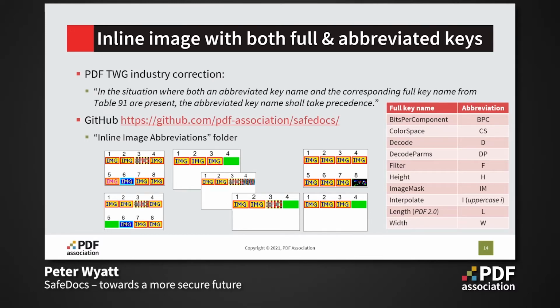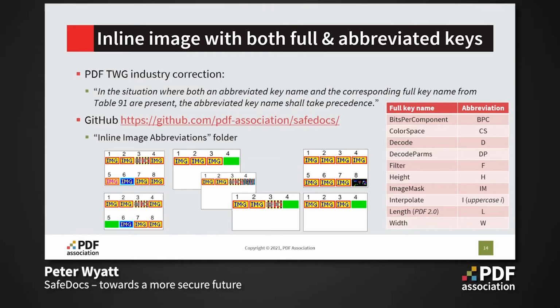issue. This issue was raised with the PDF Association's PDF Technical Working Group, and the industry agreed resolution to this issue is to add an additional statement. In the situation where both an abbreviated key name and the corresponding full key name from Table 91 are present, the abbreviated key name shall take precedence.